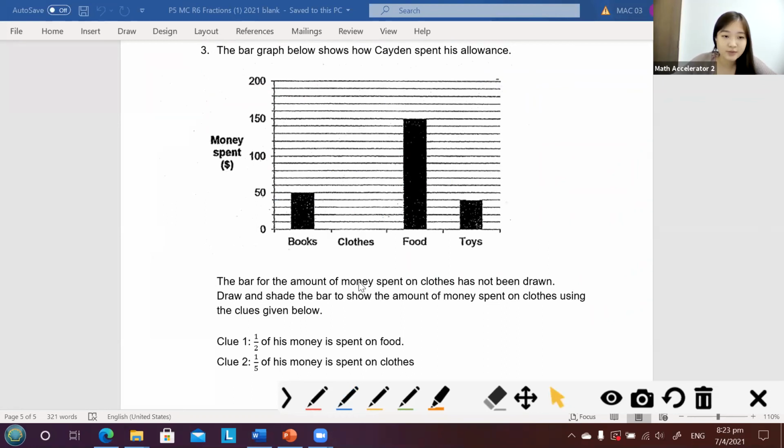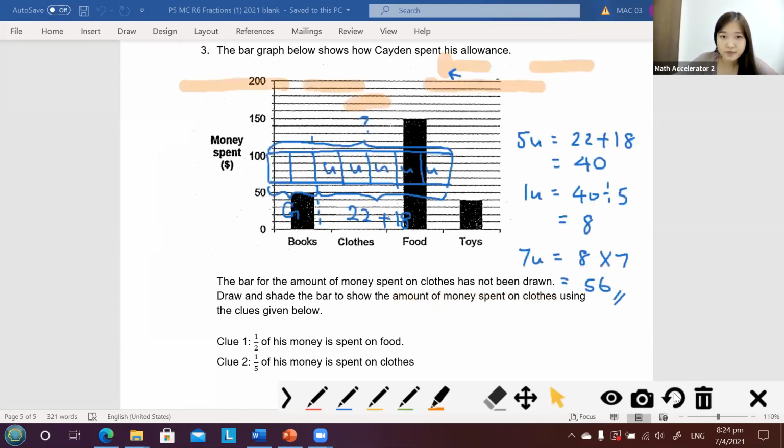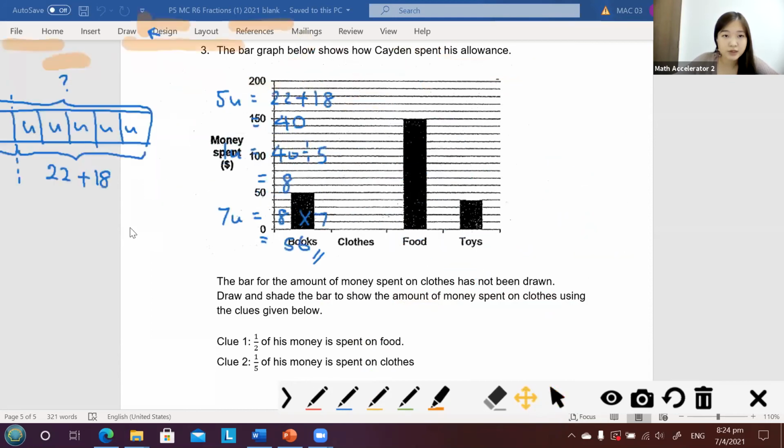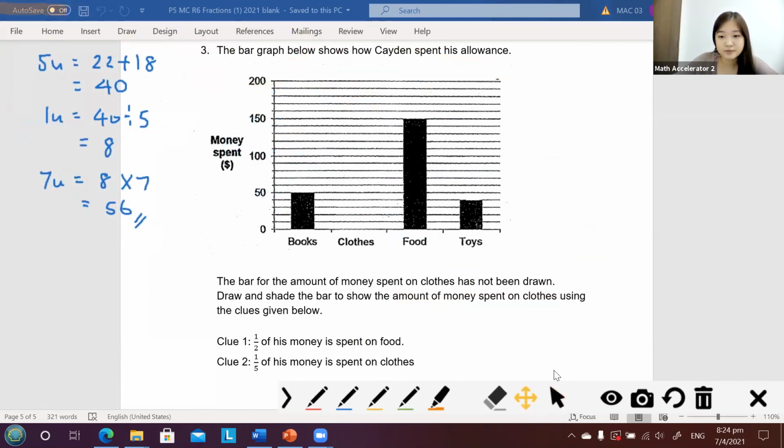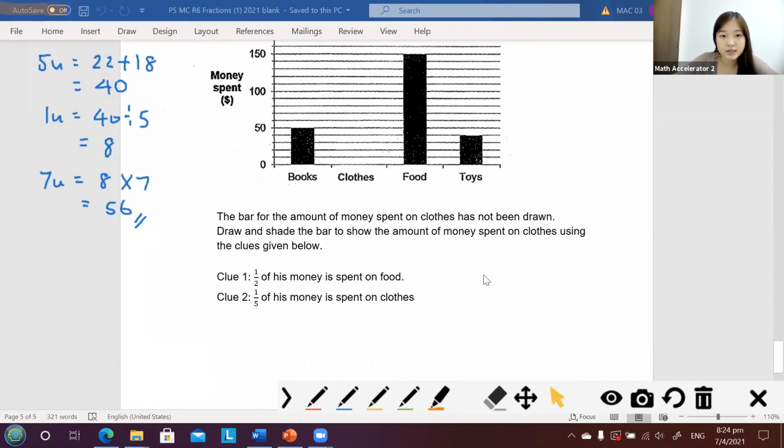The bar for the amount of money spent on clothes has not been drawn, so we have to draw this ourselves. Draw and shade the bar to show the amount of money spent on clothes. They want us to find out how much he spent on clothes just by using the clues below. Okay, so let's take a look at the clues given.